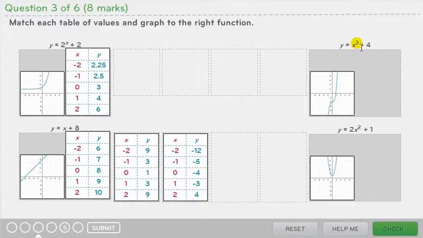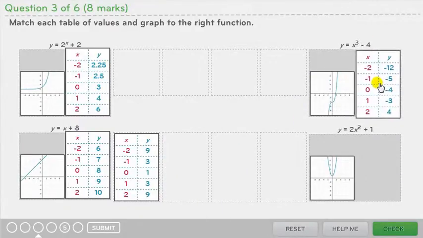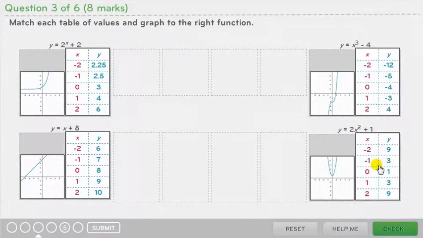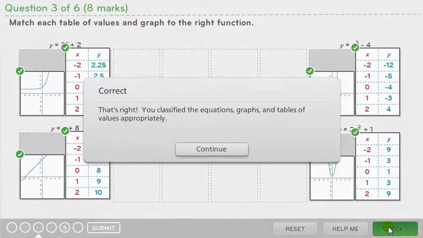0 to the power of 3 is 0, and 0 minus 4 gives us negative 4. Our table of values that has an x value of 0 and a y value of negative 4. And our last one, 0 squared is 0, 0 times 2 is 0, 0 plus 1 is 1. Check our answer, and we're good.